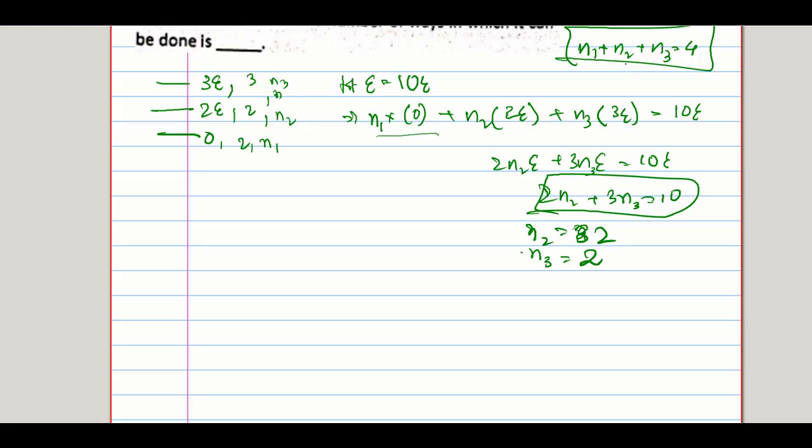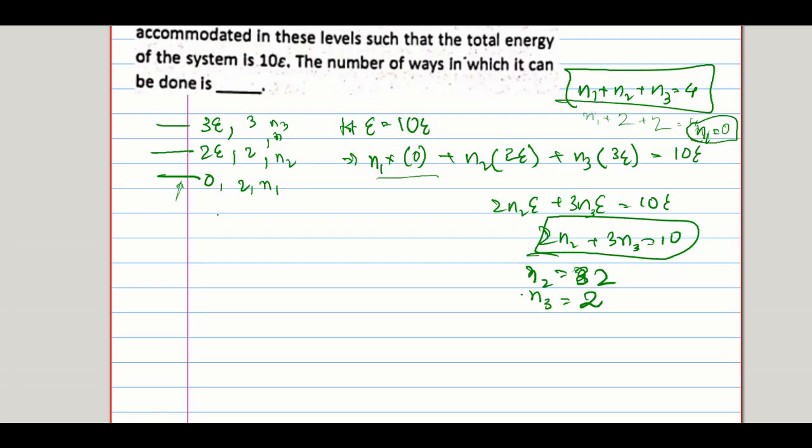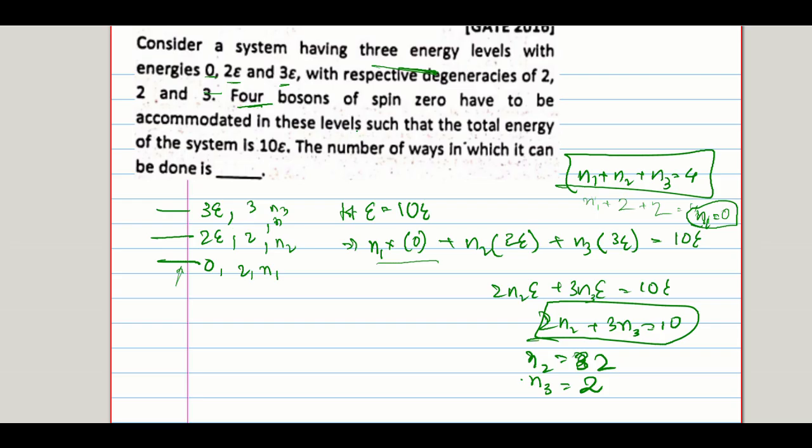So put that here: n1 plus 2 plus 2 is 4, so n1 has to be 0. There cannot be any particle in this energy level, so that the total energy of the system is 10. Okay, so now the number of ways it can be done.